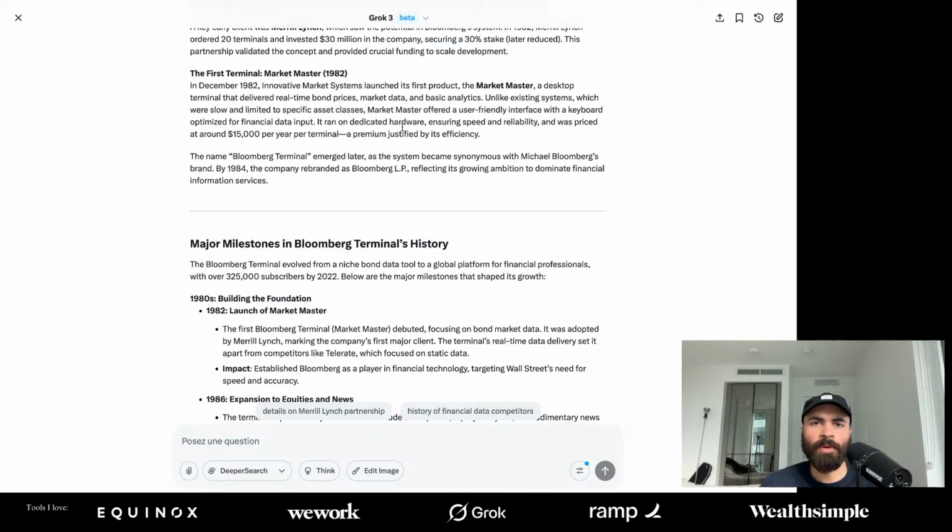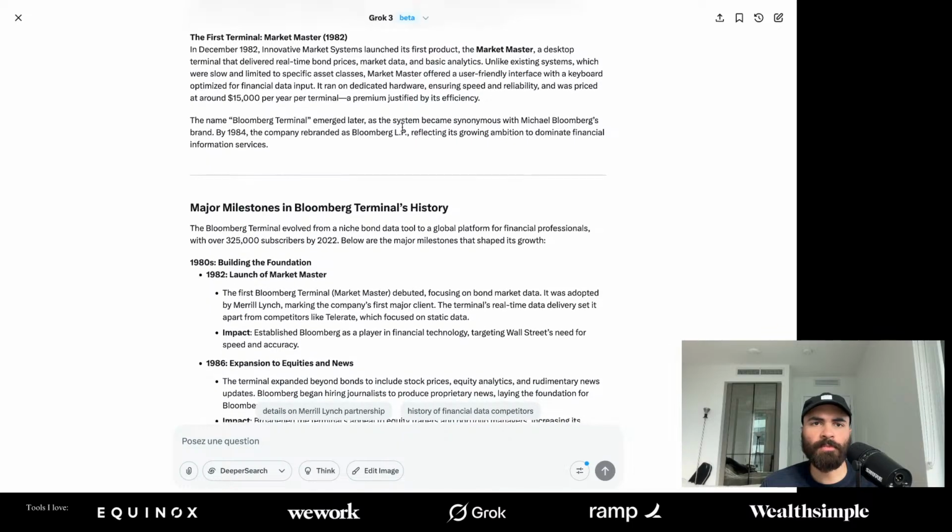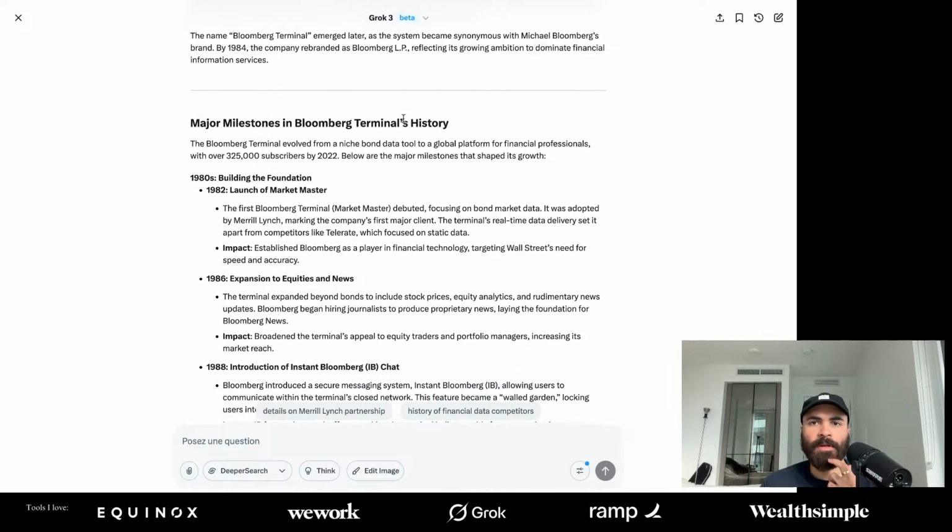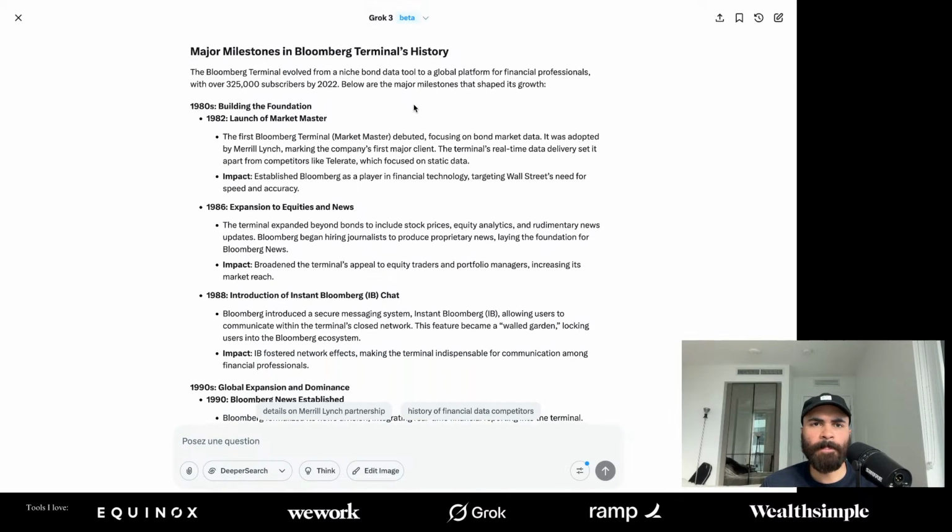The first terminal, Market Master. December '82, Innovative Market Systems launched its first product, the Market Master desktop terminal, which delivered real-time bond prices, market data, and basic analytics. Unlike existing systems, which were slow and limited to specific asset classes, Market Master offered a user-friendly interface with a keyboard optimized for financial data input. Dedicated hardware ensuring speed and reliability was priced at around 15,000 per year per terminal, a premium justified by its efficiency. As the system became synonymous with Michael Bloomberg's brand, by '84 the company rebranded as Bloomberg LP, reflecting its growing ambition to dominate financial information services. Wow.